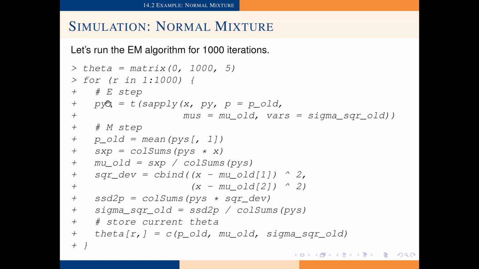We first do the E step, where we update the P-wise, plugging in the current values of P old, mu old, sigma square old. And then in the M step, we use the P-wise we just got from the E step to update our P old, mu old, and sigma square old. We're going to store these in the rth iteration into this beta matrix, so we can keep track of how it changes over the 1,000 iterations.